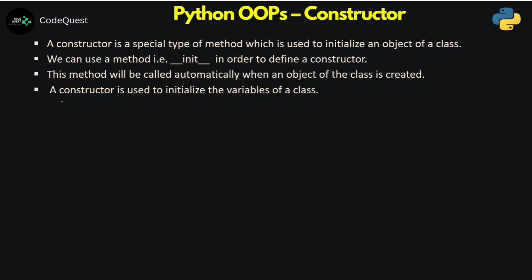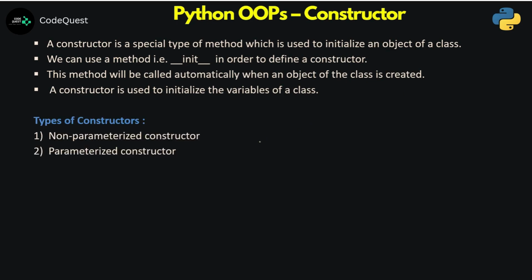The basic purpose of a constructor is to initialize the variables of a class. By the time the object is being created, whatever variables it carries, it can initialize them without defining a separate method for the same. There are two types of constructors. One is the non-parameterized constructor, which does not take any parameters, and the second one is the parameterized constructor.